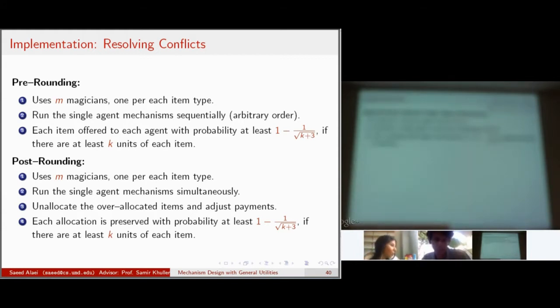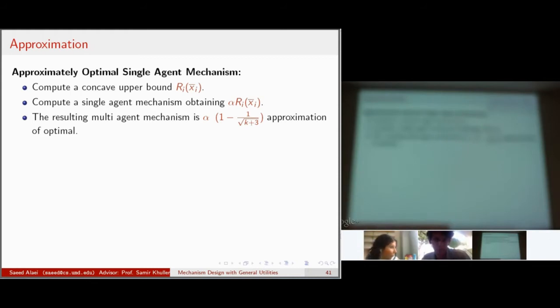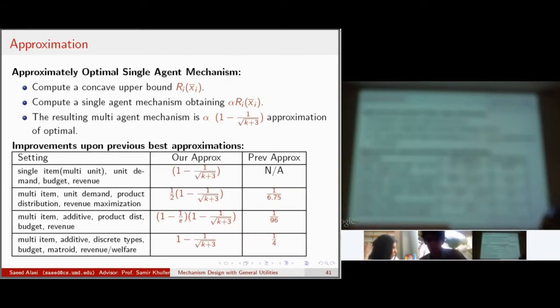And if you cannot compute the optimal single agent mechanism, but you can compute Ri, an upper bound on the optimal, and you can obtain an alpha fraction of the upper bound, then your approximation factor just carries over to your final multi-agent mechanism. Here is a short list of the approximation factors that we obtain using this framework. These are the previous best known approximation factors, and these are the current ones. You can see that we improve all of them, but by different degrees.